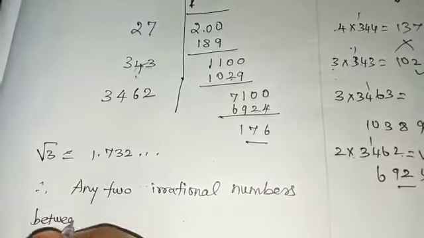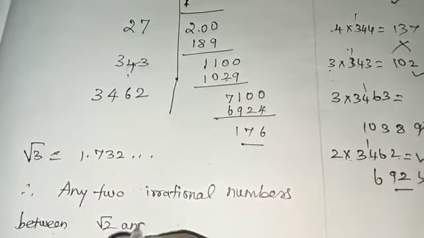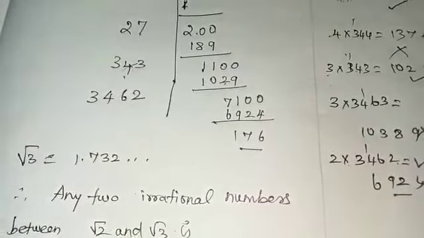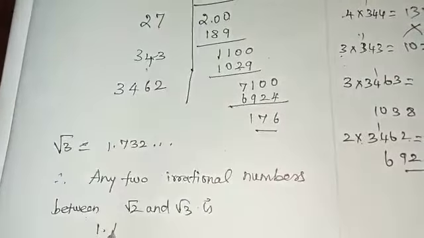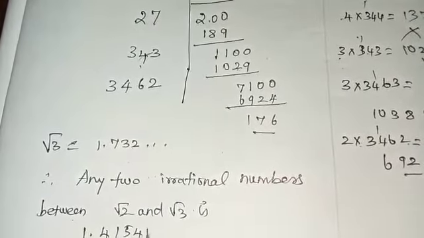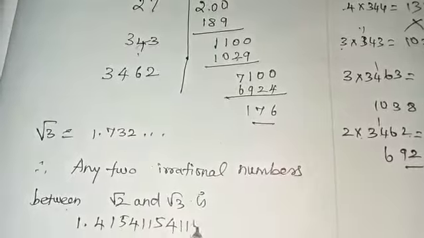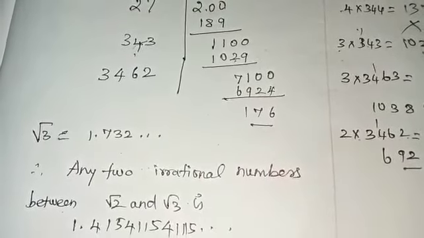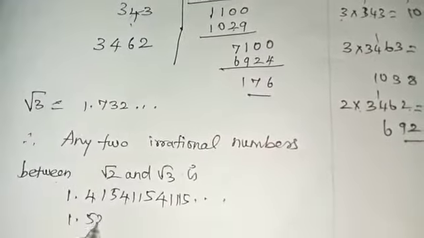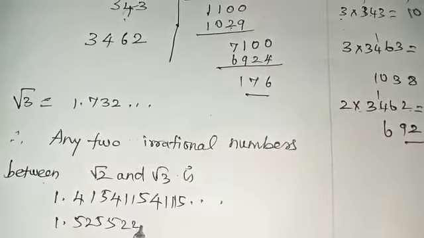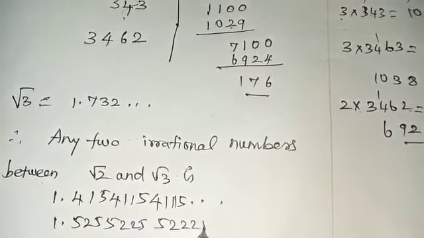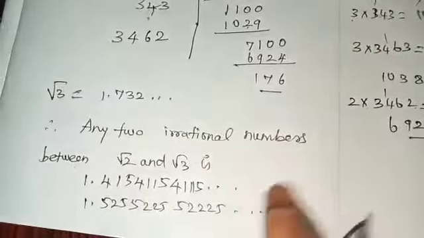Therefore, any two irrational numbers between root 2 and root 3 is, you can write any two. For example, 1.41541115, 41115 like this. Okay. One more, 1.5255225 5225 etc. Okay. You can write any two numbers.